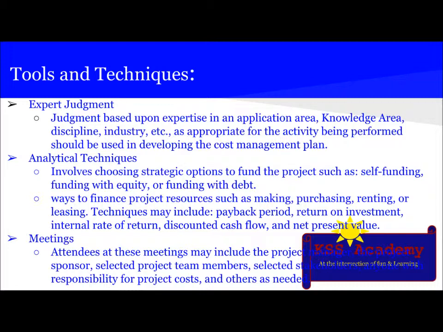In the case of analytical techniques, it involves choosing strategic options to fund the project, such as self-funding, funding with equity, or funding with debt. Then for resource financing, we have to decide on the make or buy, or rent or lease decision. And under financial techniques, we can decide on the basis of payback period, return on investment, internal rate of return, discounted cash flow, or net present value.